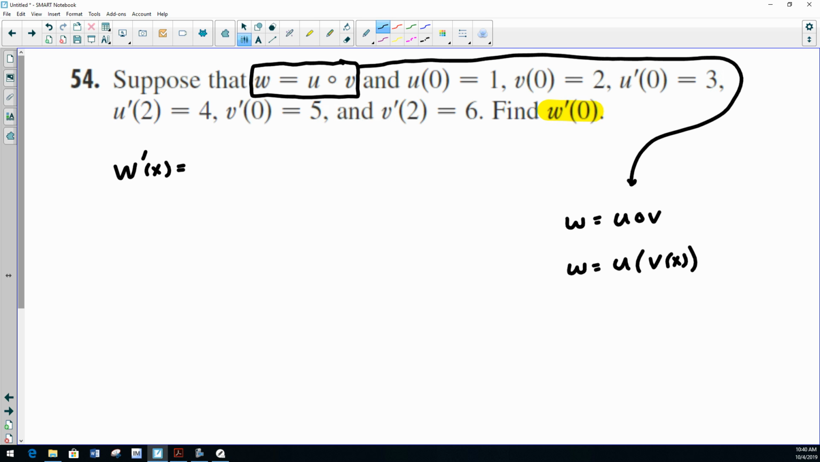So, what's the derivative of u? U prime. Times the chain rule, what's the derivative of v? V prime.